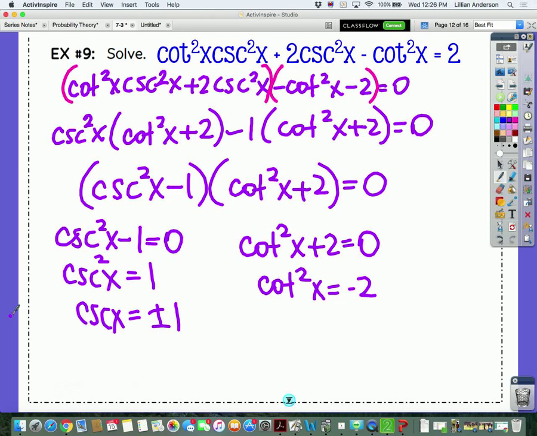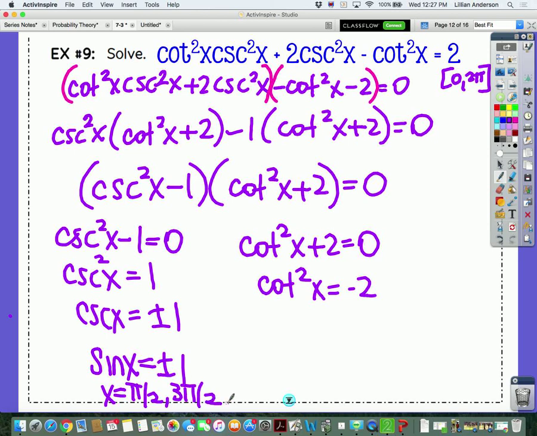If you don't like working with cosecants or secants or cotangents, use the reciprocal. The reciprocal of cosecant is sine. When you flip 1, what do you get? 1. So you're really looking for where sine is equal to a positive or negative 1. And again, I'm going to restrict this only on the unit circle. Sine equals that at pi over 2 as well as 3 pi over 2.